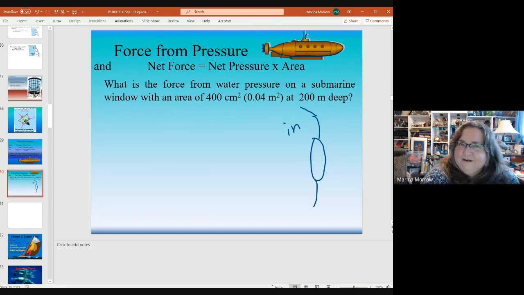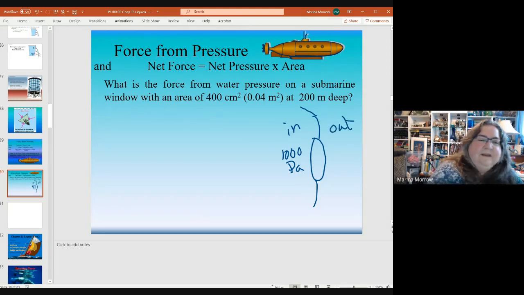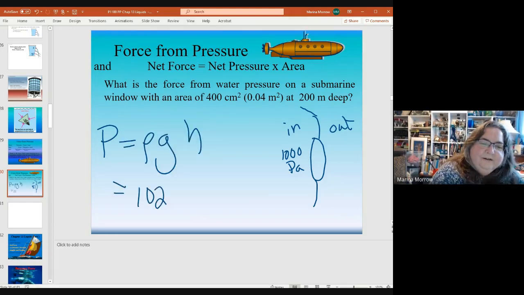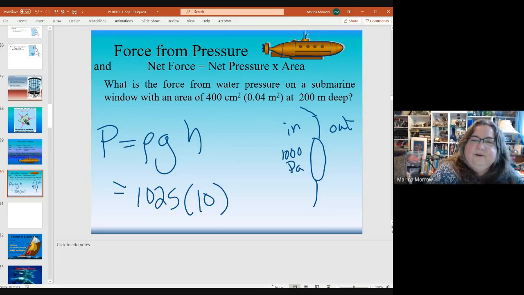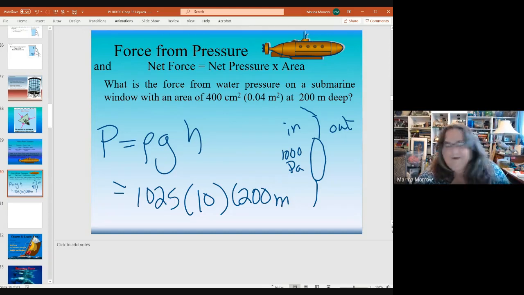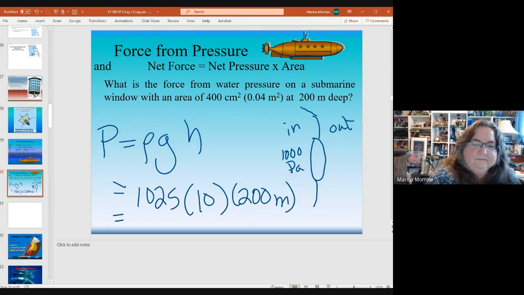which is like 100,000 pascals. But if you're 200 meters deep, what's the water pressure? Well, we can figure that out. And again, probably they're in salt water. So rho g h, it's 200 meters. And you would get 205,000. All right, so we would get a lot of water pressure.